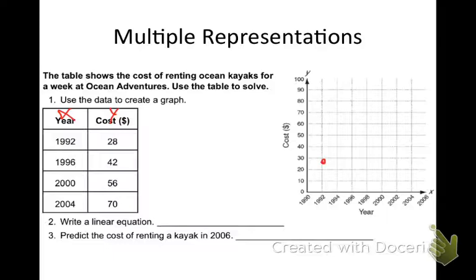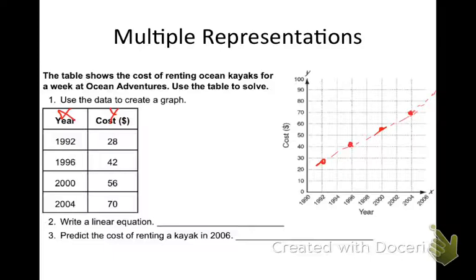Okay. So 1992, 28. Okay, I plot my coordinates here. There's 1992, 28. 1996, 42, I plot the coordinates. 2000, 56, I plot. And 2004 and 70, and I plot. So I have my coordinates there, and I'm going to connect the dots. This kind of shows where it's going. Okay, and if I wanted to extend it, I can see it's probably going to keep going that way. We all agree on that. It's going up. All right.